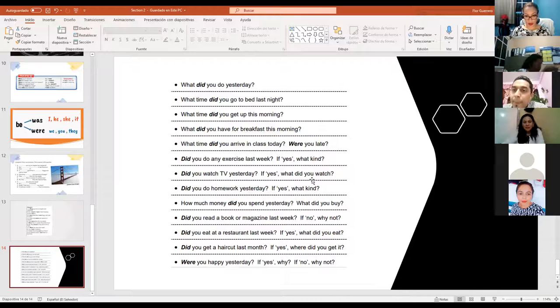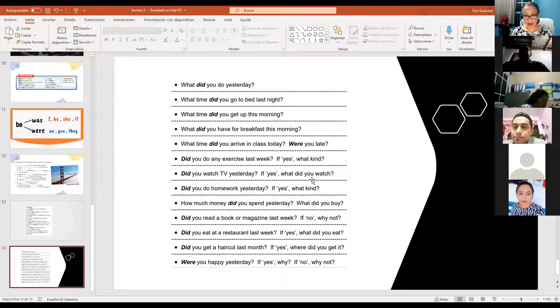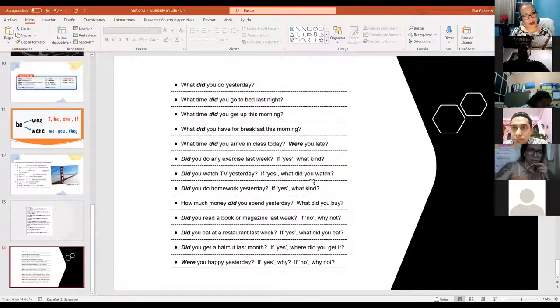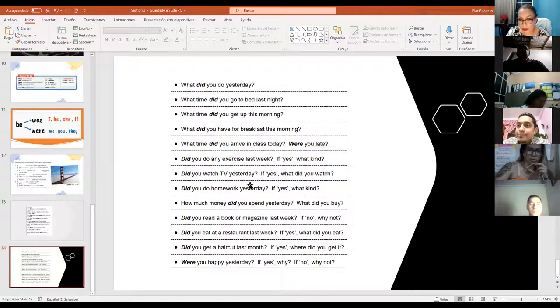I have a question. Yes. What's the meaning of haircut? Haircut. Es corte de cabello. Corte de cabello. Haircut.